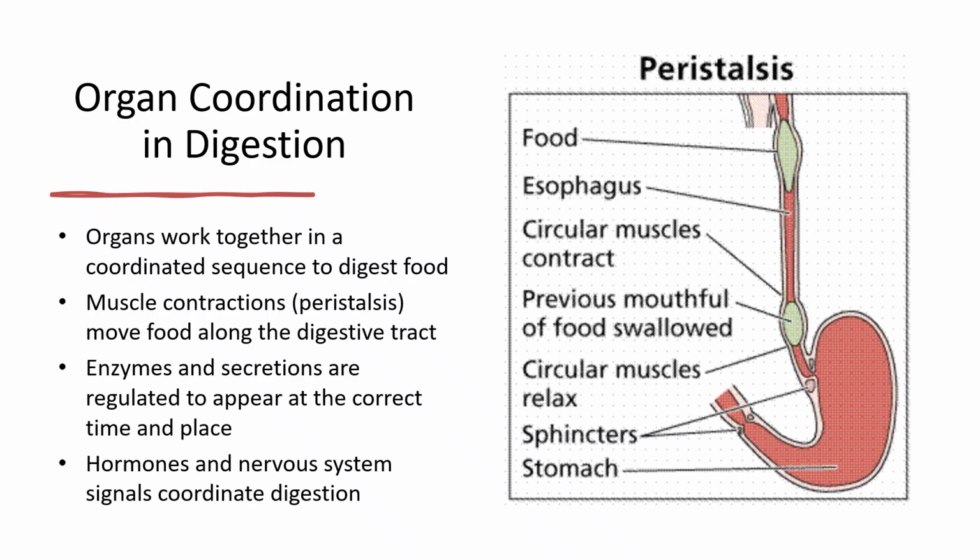Digestion is a coordinated process. Muscular contractions, called peristalsis, move food along. Enzymes and other secretions are released at the right time and place, controlled by hormones and nervous system signals.